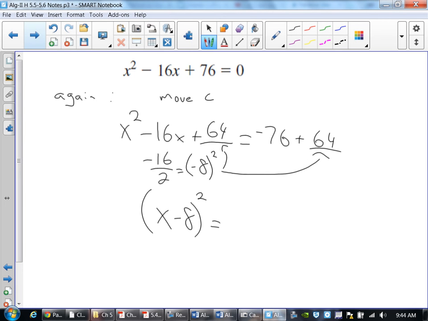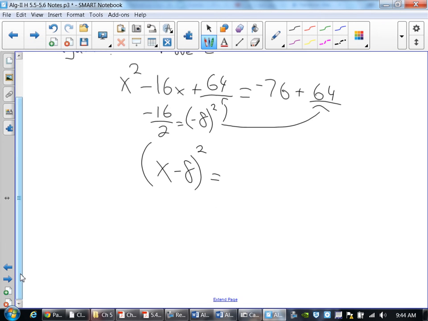Because now you've created a perfect square trinomial, because negative 8 times negative 8 is positive 64, and if you add them together, you get negative 16. You're creating the perfect square to solve out real fast. So what's negative 76 plus 64? Negative 12, very good. What do I do? Square root it, very good.